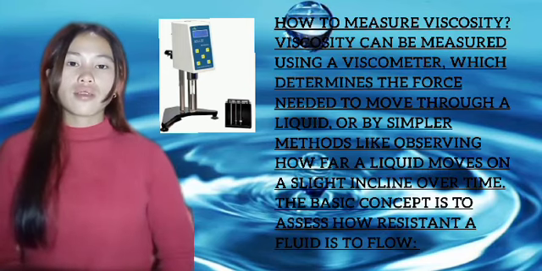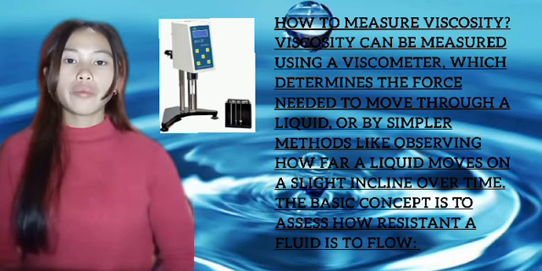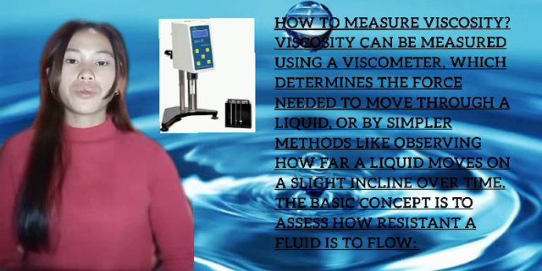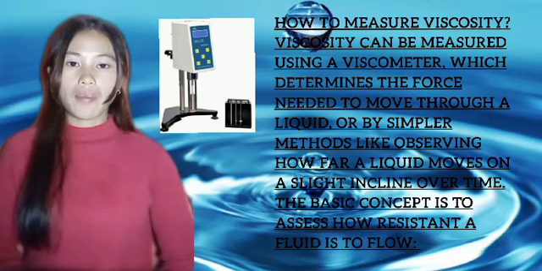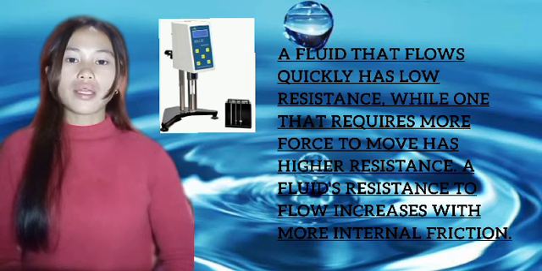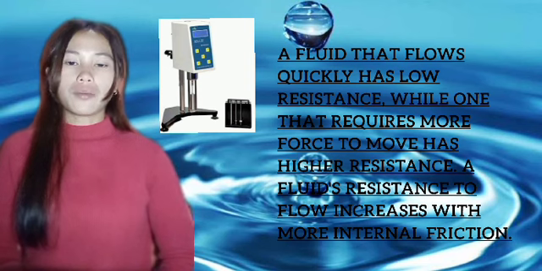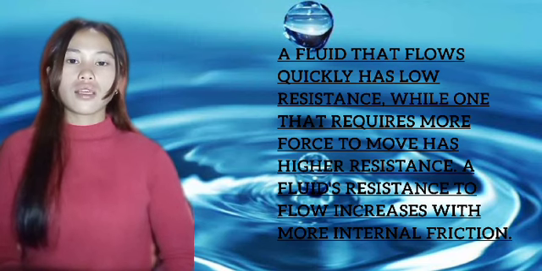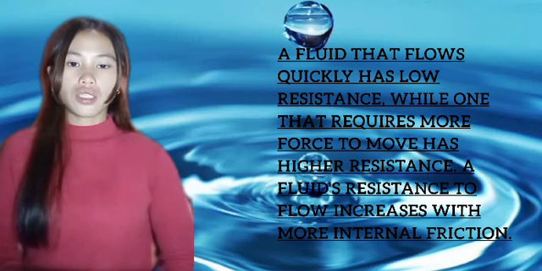Viscosity can be measured using a viscometer, which determines the force needed to move through a liquid, or by simpler methods like observing how far a liquid moves on a slight incline over time. The basic concept is to assess how resistant a fluid is to flow. A fluid that flows quickly has low resistance, while one that requires more force to move has higher resistance. A fluid's resistance to flow increases with more internal friction.